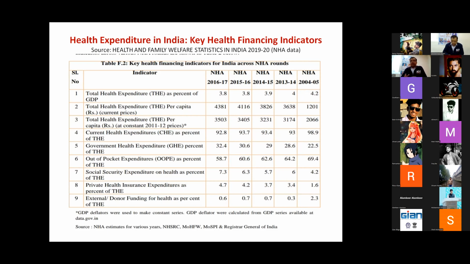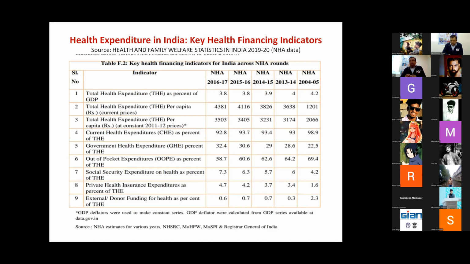So in the year 15-16, this was 3.8% again. 14-15, it was 3.9%. 13-14, it was 4%, and 2004-05, it was 4.2%. So what is visible here?